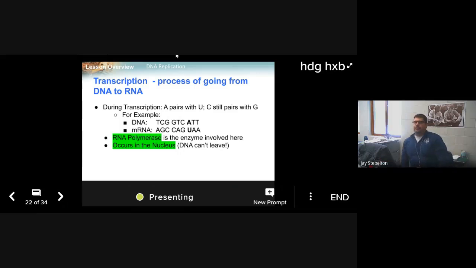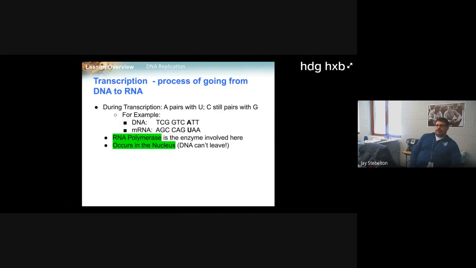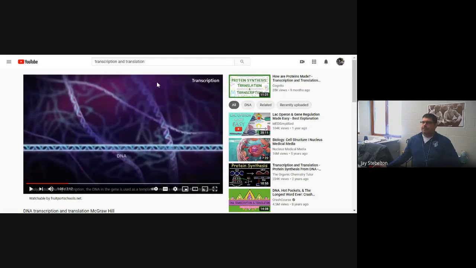Okay, so here's just the review of what we've covered with transcription. Transcription is the process from going from DNA to RNA. The original DNA strand splits, and once it splits, the message is transcribed into mRNA. So let me show you this right here. Okay, I'm going to share this. Watch this right here because this is the transcription taking place in the cell.